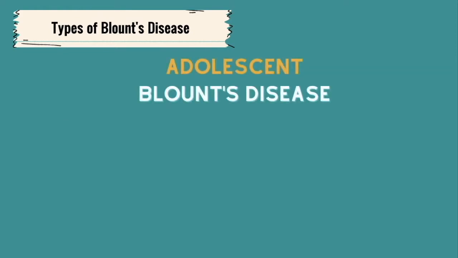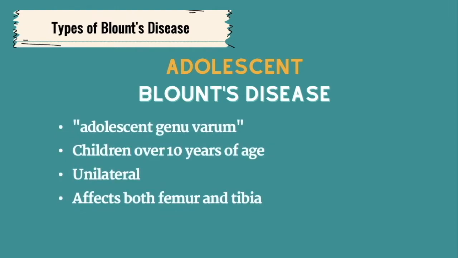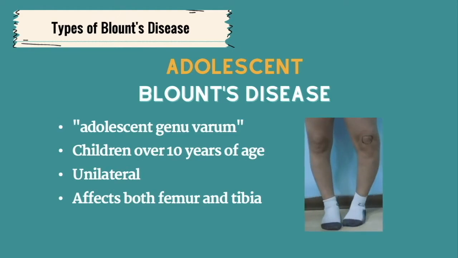The second type is called adolescent Blount's disease, also known as adolescent genu varum. It occurs in children over 10 years of age, and this more likely affects one side only. The deformity typically occurs in both the thigh bone and the tibia.